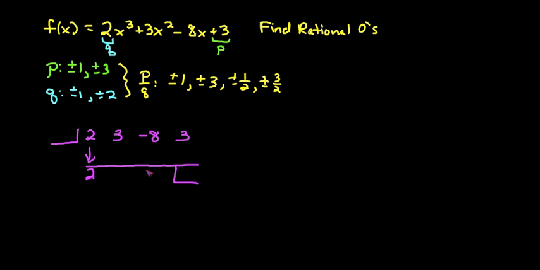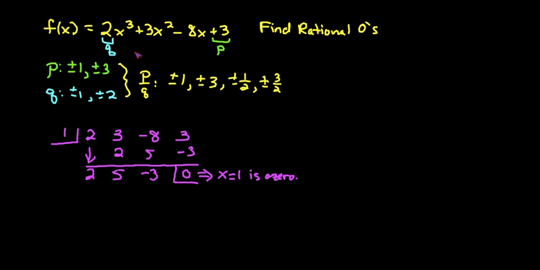Now, like last time, we'll just start out. 1 times 2 is 2. Add those up. 1 times 5 is 5. Add those up. 1 times negative 3 is negative 3. Add those up, and there's our 0. So it did work, which again tells me that x equals 1 is a rational zero. So that one worked. Now again, it's a third power, so there should be 3 of them.